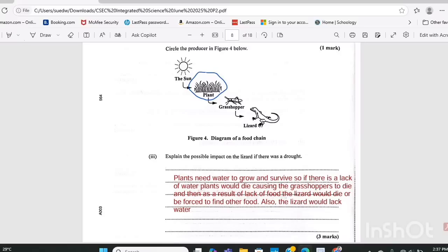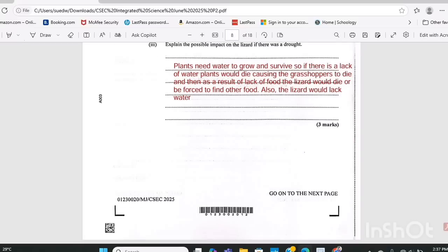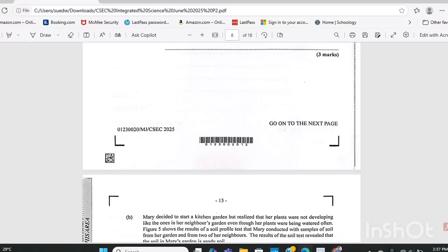Because the plants need water to grow and survive. If there is a lack of water, the plants would die. And then the grasshopper that feeds on the plant would die. And then the lizard that feeds on the grasshopper would probably die of starvation as well. So the drought affects the plant, which in turn affects the grasshopper, which in turn affects the lizard because they are dependent on each other for food. But ultimately, I believe if you said lack of water causes the lizard to die, you're not wrong. You're 100% right. All right. Let us look at B.